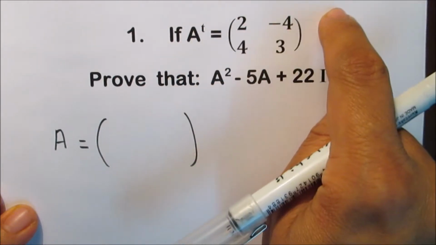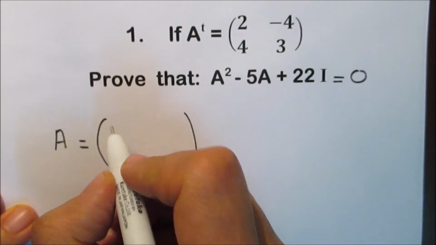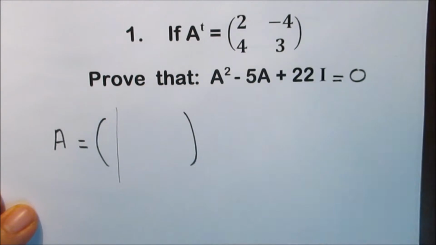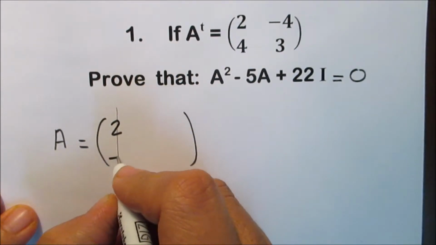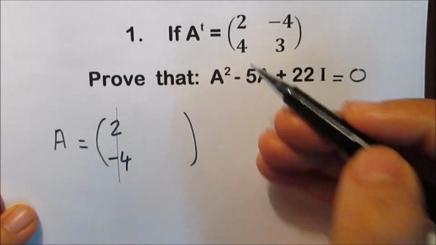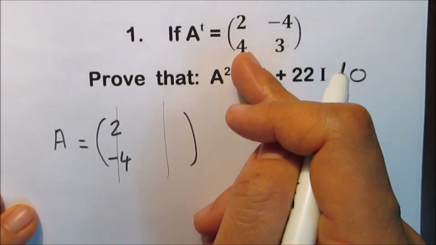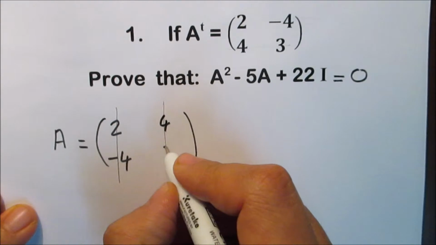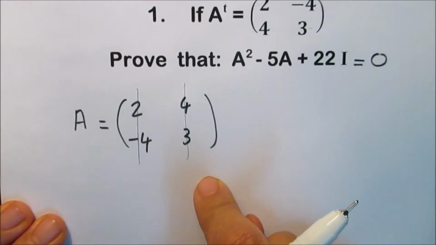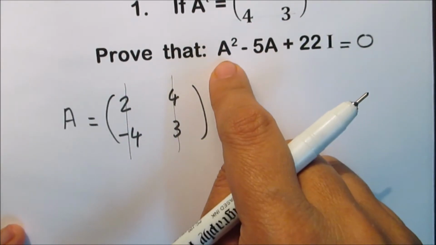So the first row, 2 and negative 4, will be the first column here. So it becomes 2 and negative 4. Then take the second row to be the second column here. So it becomes 4 and 3. Now this is matrix A. To prove this, start by finding A squared.